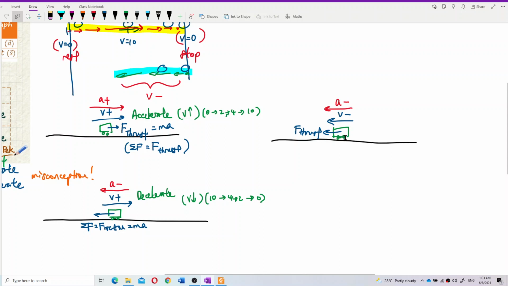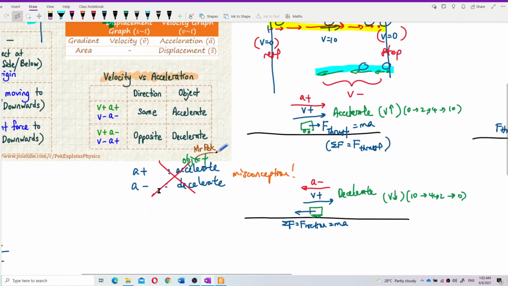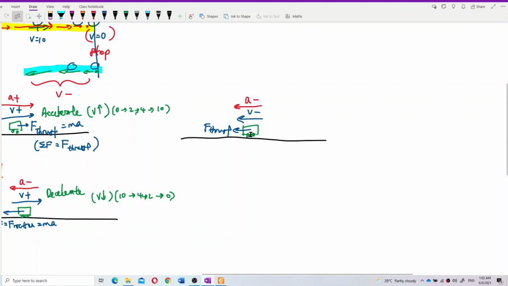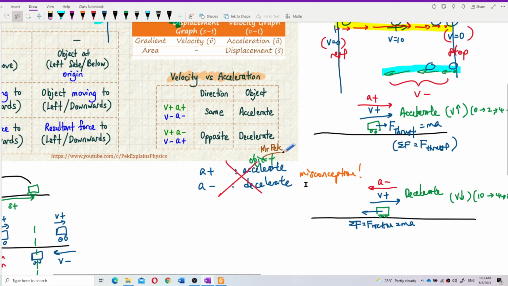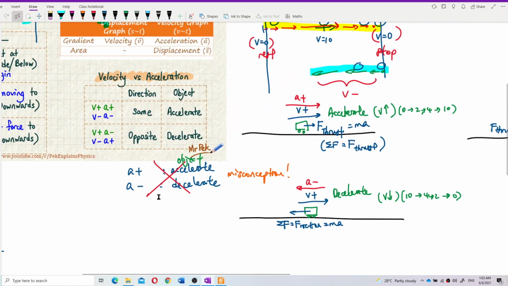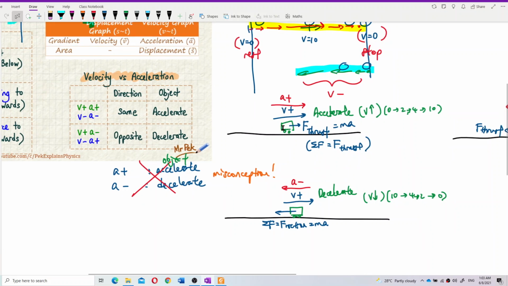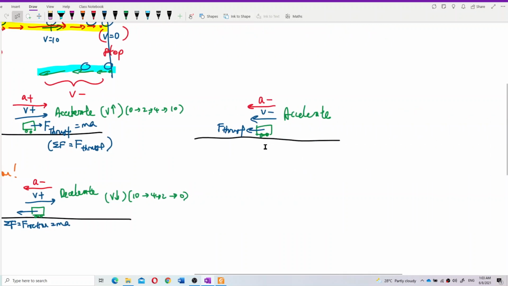Will this object accelerate or decelerate? Last time you thought that A negative means decelerate. So does this object decelerate? No. This object accelerates. Now do you see why this is a misconception? A negative doesn't always mean decelerate. You must look at the velocity. You must always compare with velocity. If velocity is negative, then the situation becomes different already.